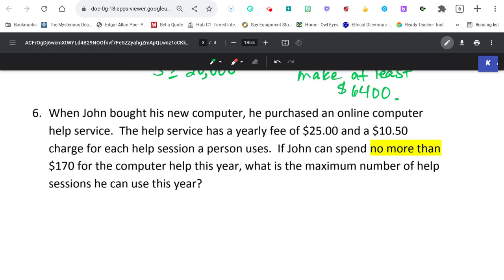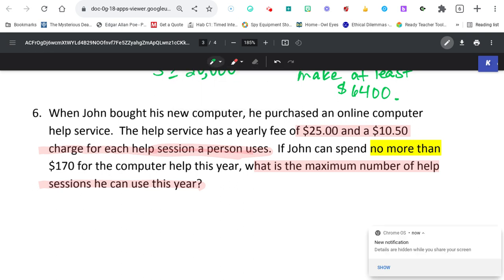So taking a look at number 6, it says, when John bought his new computer, he purchased an online computer help service. The help service has a yearly fee of $25. So you've got to pay $25 just to keep the service. And that's the "and" part, a $10.50 charge for each help session a person uses. So you've got to pay just for the service, and then you've got to pay if you call them. If John can spend no more than $170 for the computer help service, what is the maximum number of help sessions he can use this year?